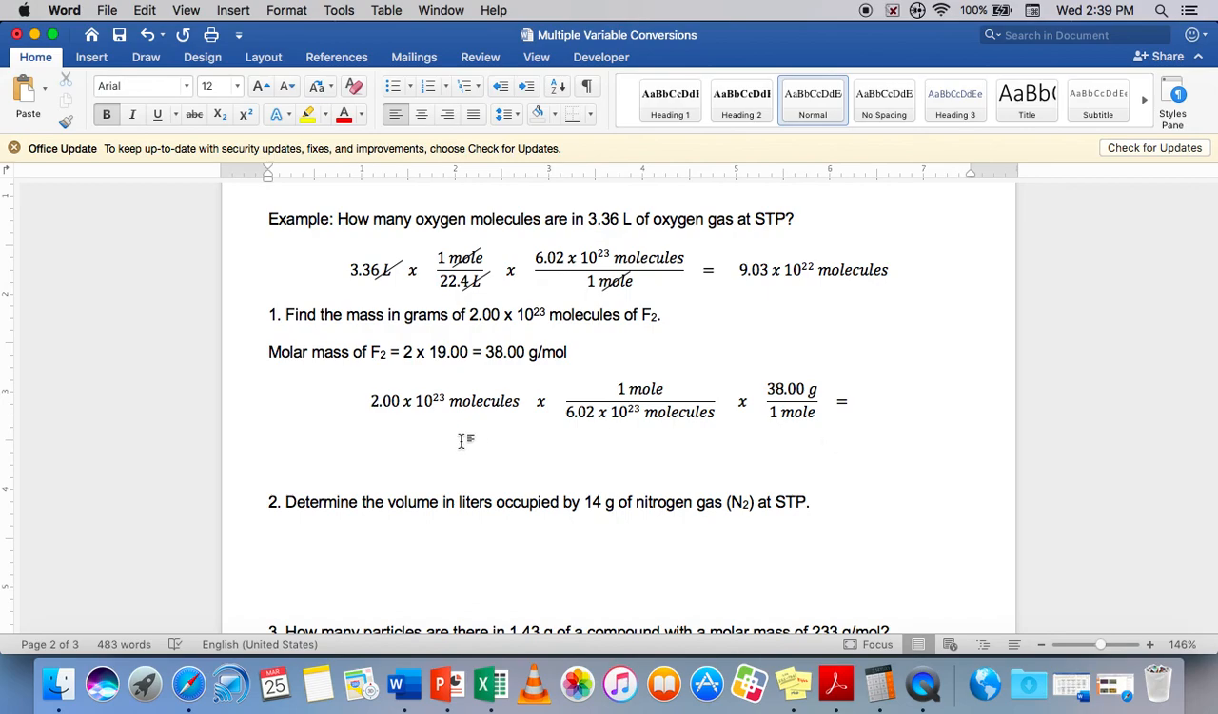Okay, now we have everything. Let's double check. Molecules cancel. Moles cancel. The only unit that is left over is grams, which it says find the mass in grams. That is exactly what I am looking for.